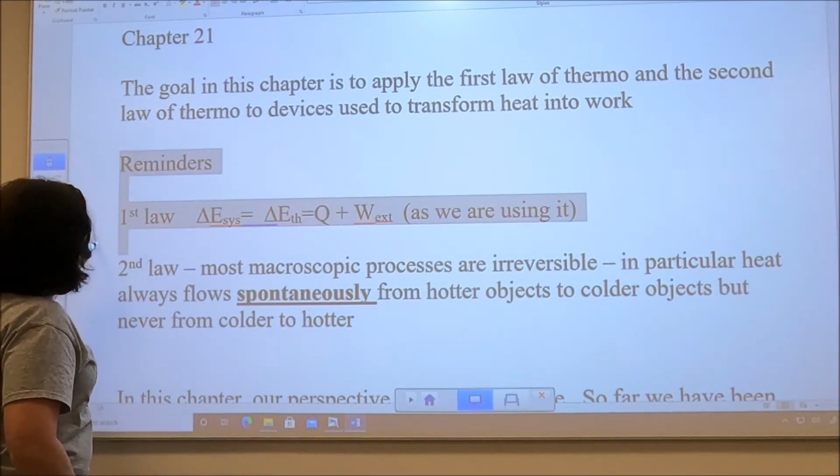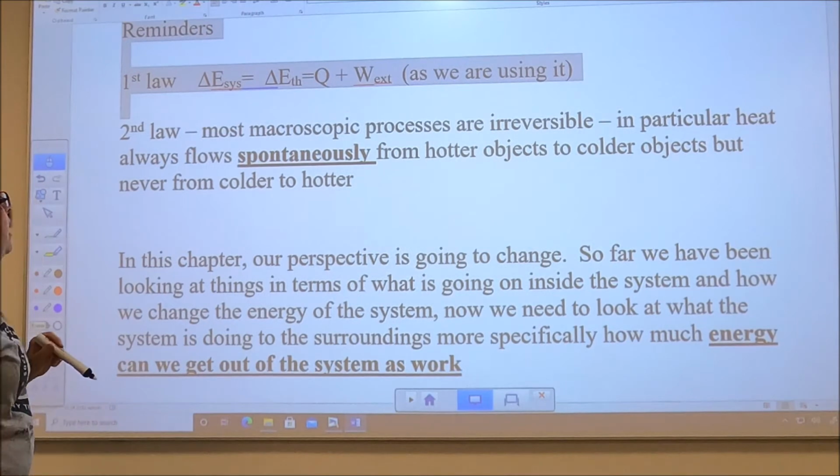The second law of thermodynamics says most macroscopic processes are irreversible. In particular, heat always flows spontaneously from hotter objects to colder objects, and never from colder to hotter.